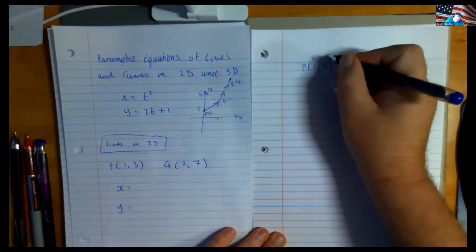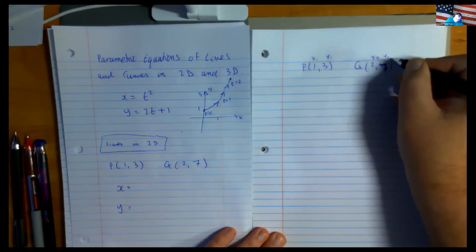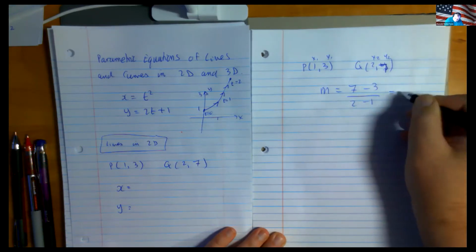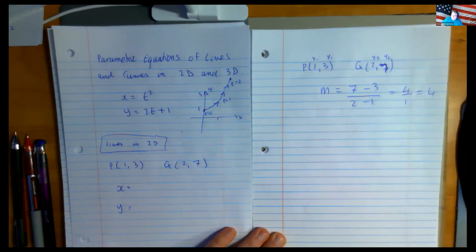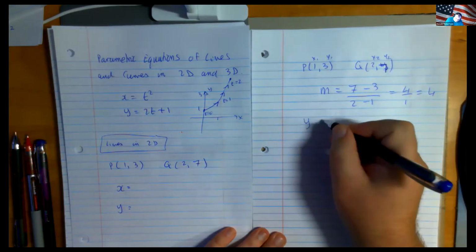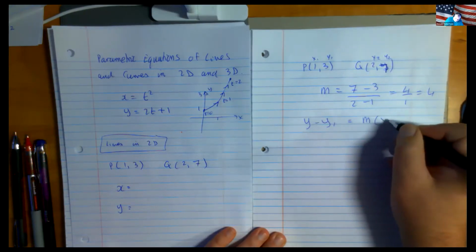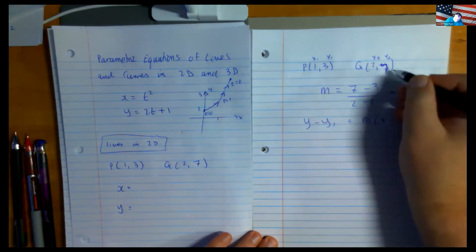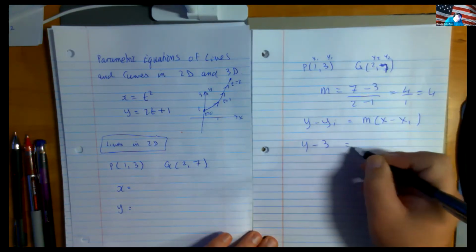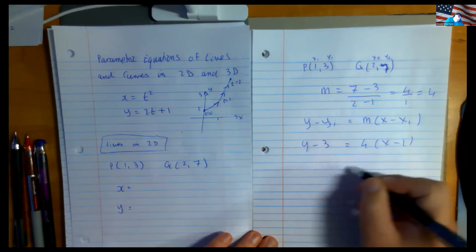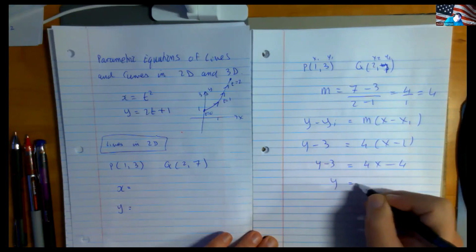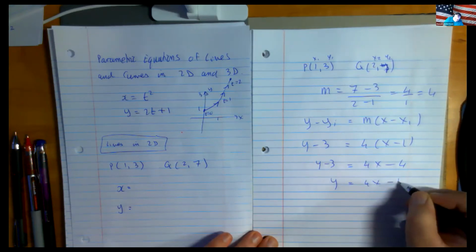Can you remember calling these x1, y1, x2, y2, and then we get the slope? So it's 7 take away 3 over 2 take away 1, that's 4 over 1, and that's 4. And then you'd go y take away y1 equals m brackets x take away x1. Then you plug in those values here. So y take away 3 is 4 lots of x take away 1. Add 3 to both sides, you get that.